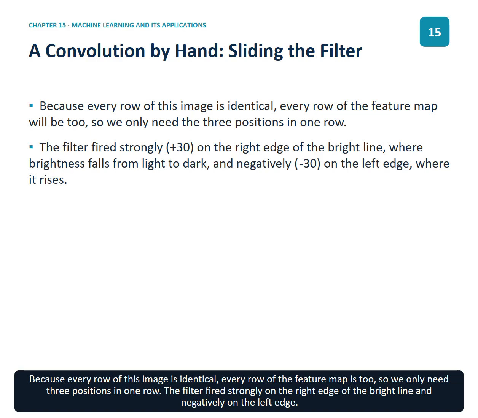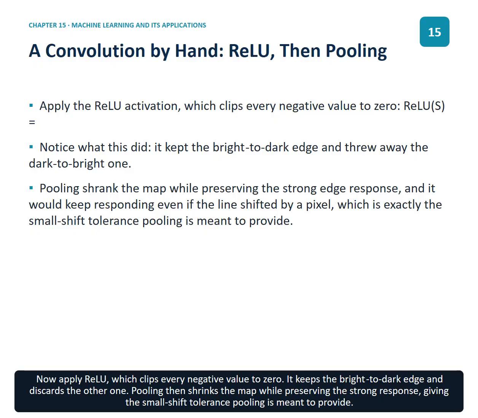The filter fired strongly on the right edge of the bright line and negatively on the left edge. Now apply ReLU, which clips every negative value to 0. It keeps the bright to dark edge and discards the other one. Pooling then shrinks the map while preserving the strong response, giving the small shift tolerance pooling is meant to provide.